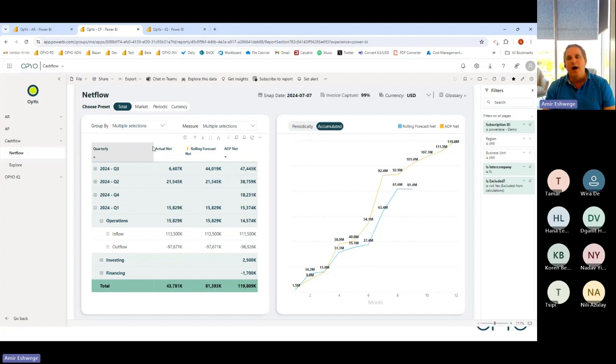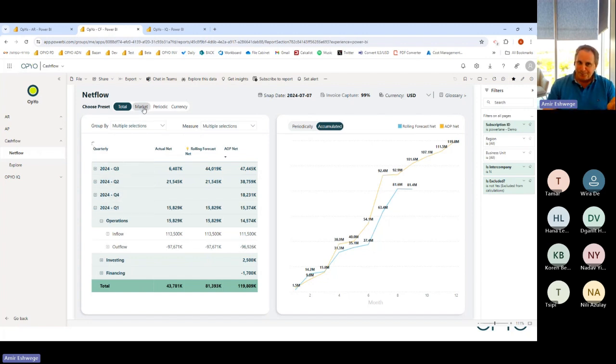Then we can decide either that when the day occurs, the forecast becomes the actual, or that we want to adjust it and bring in the actual as well. And that creates the full picture. So we identify what the missing transactions are, and we create the full picture of the cash forecast. This can be sliced by all dimensions, okay?